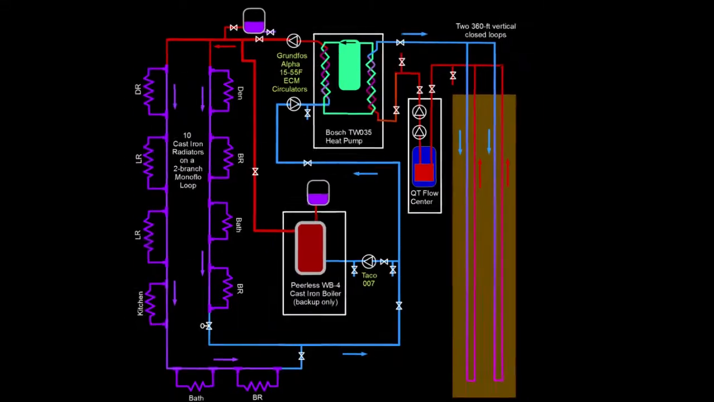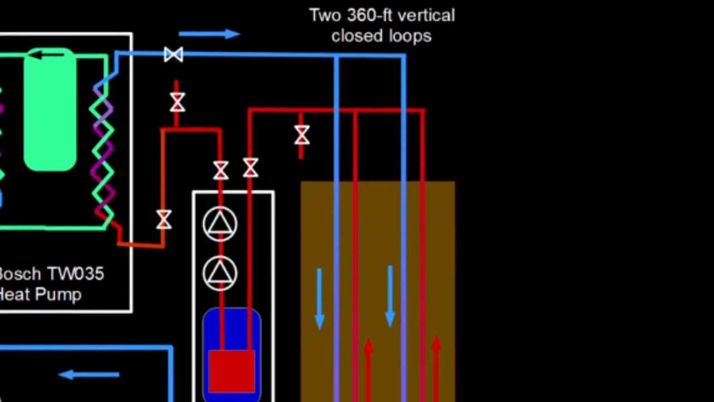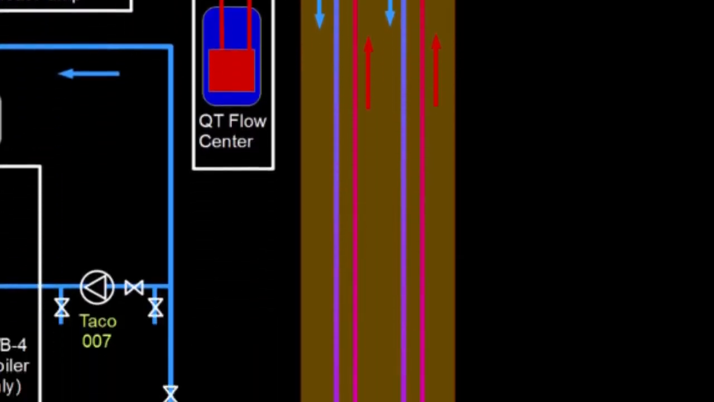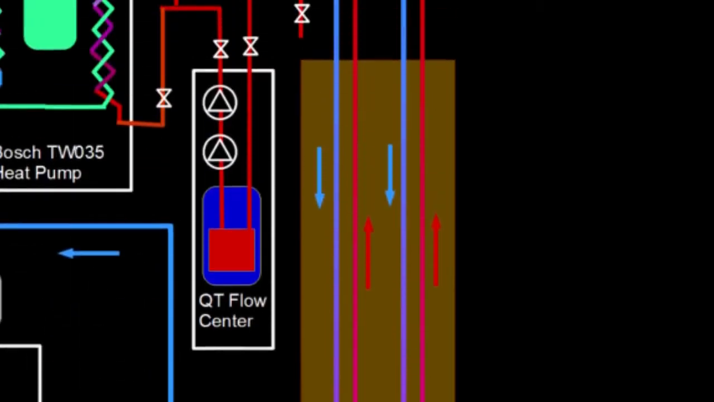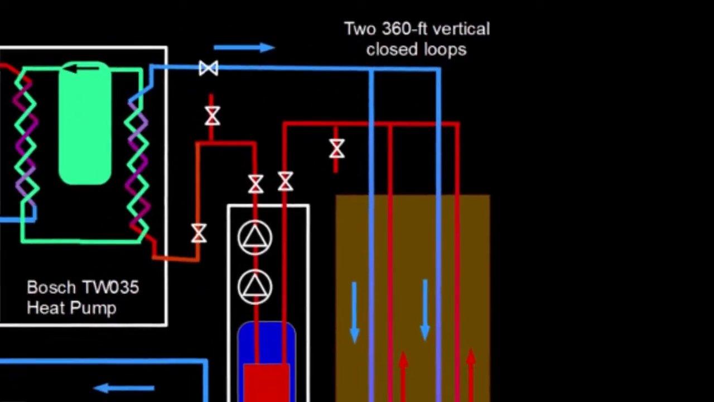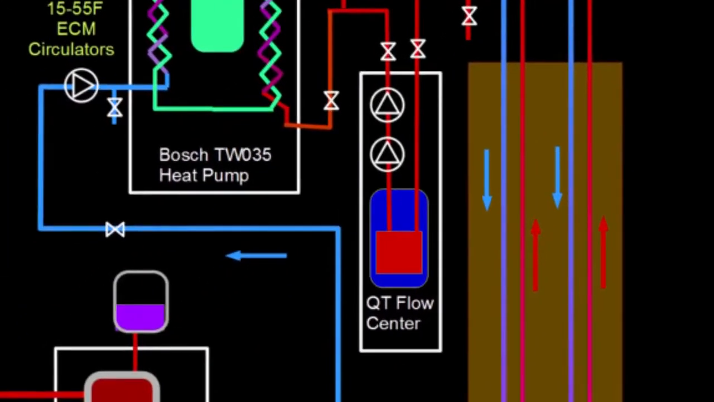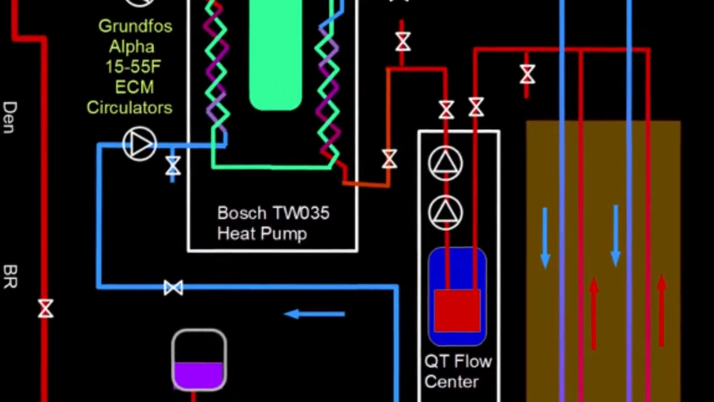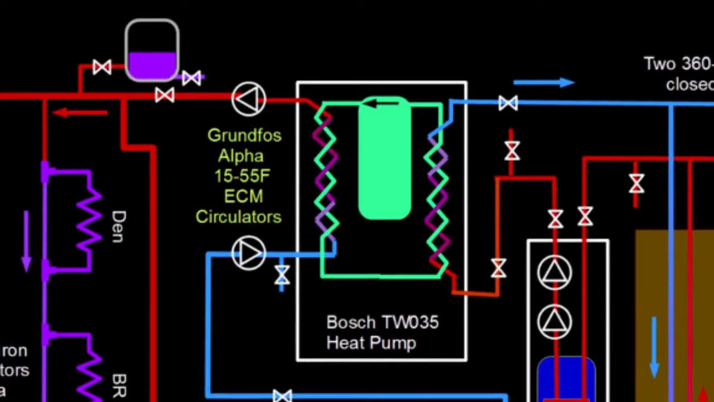Here's a schematic of the geothermal heating system. It starts with two vertical boreholes, each 360 feet deep. In each of those is a loop of 1¼-inch high-density polyethylene pipe that contains a water-methanol mixture. This flow center has two pumps that circulate that solution through the ground loops and into the evaporator side of a Bosch 3-ton TW035 water-to-water heat pump. It has a compressor and a refrigerant loop.